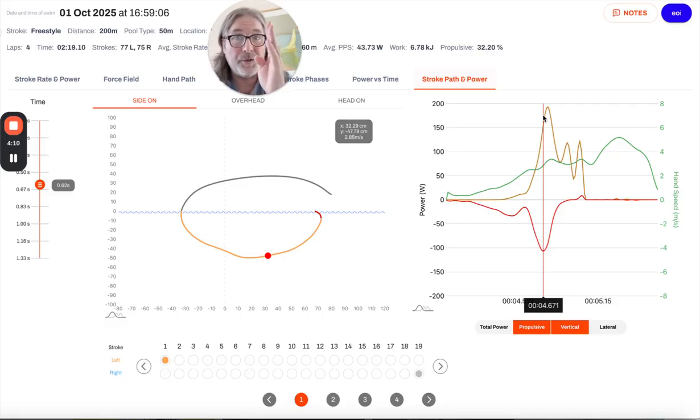This is not a sprinter, this is a distance swimmer. And with that distance swimmer, it's getting over the barrel, getting through that downward phase, and then whacking it through to get that propulsion. And when you're getting the maximum downward and the maximum propulsion happening at the same time, or very close to one another, that's ringing alarm bells.